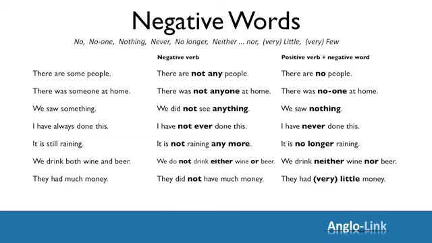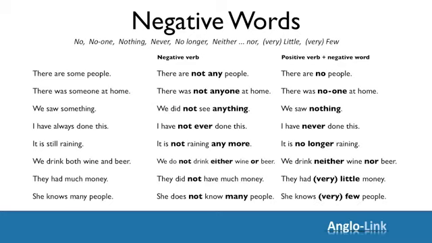And our last example. She knows many people. She doesn't know many people. Not many can be replaced by the negative expression few or very few. She knows few people. She knows very few people.